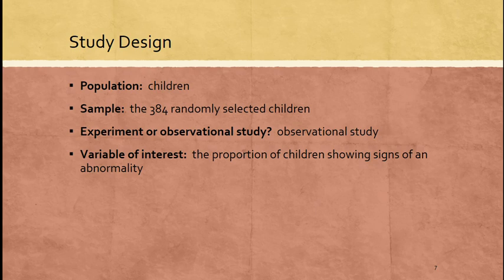So let's go over quickly the study design. This is a population, we're doing a study about children. The specific sample is the 384 randomly selected children. Now, this was an observational study. There's no experiment to randomly pick the children that have these abnormalities. This is an observational study. The specific variable of interest here is the proportion of children showing signs of an abnormality. We want to figure out what percent is the correct percent.